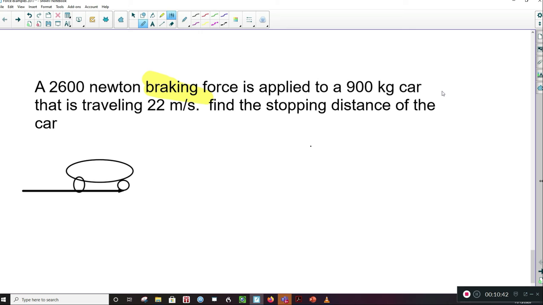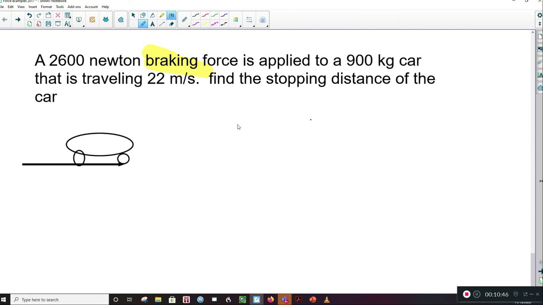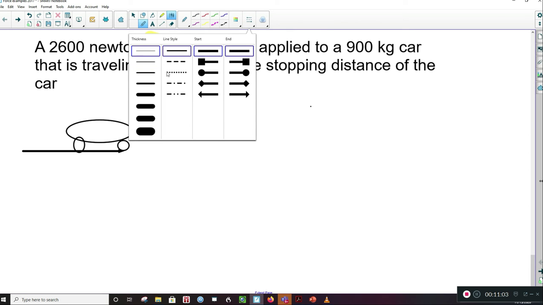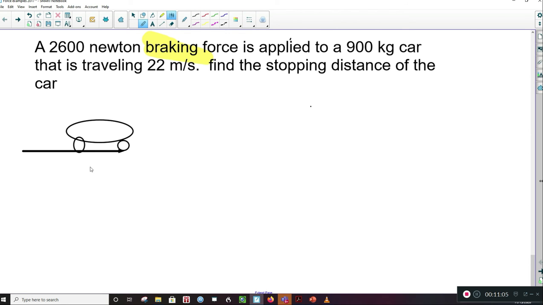And it's applied to a 900 kilogram car that's traveling 22 meters per second. We want to find the stopping distance of the car. So again, this is a very real world problem, especially if you're in the automotive industry. These are things that you're going to want to know to make sure that the cars you're designing are safe. If the car doesn't stop, it's not going to be too safe, no matter how good it looks.